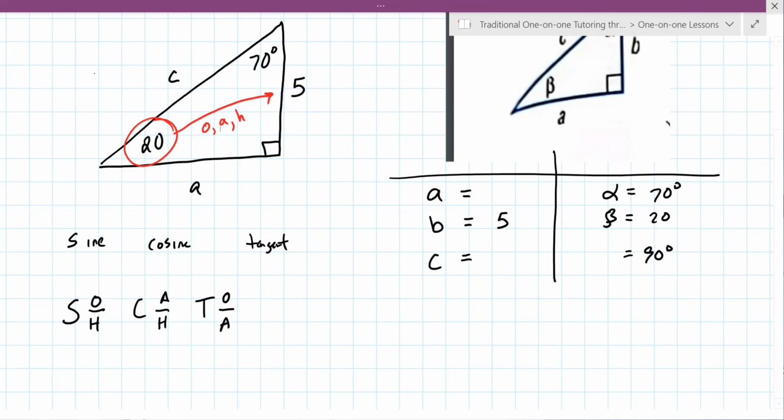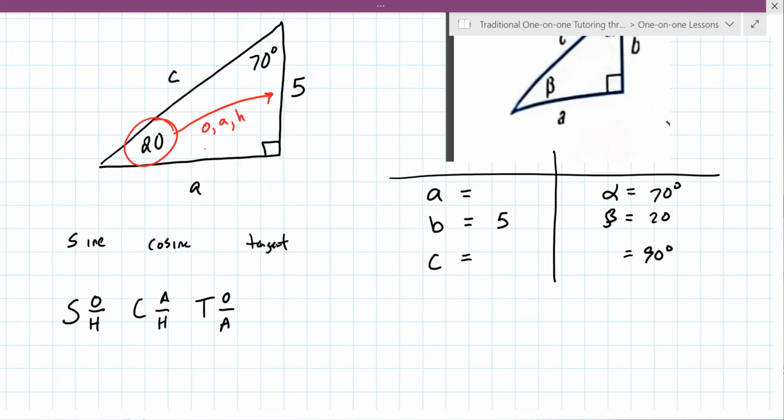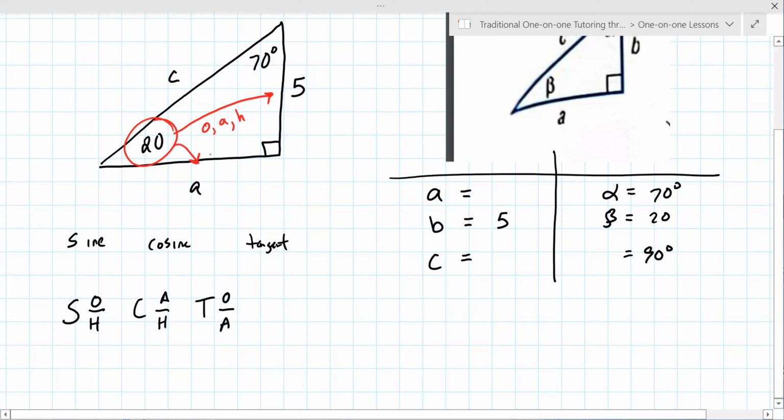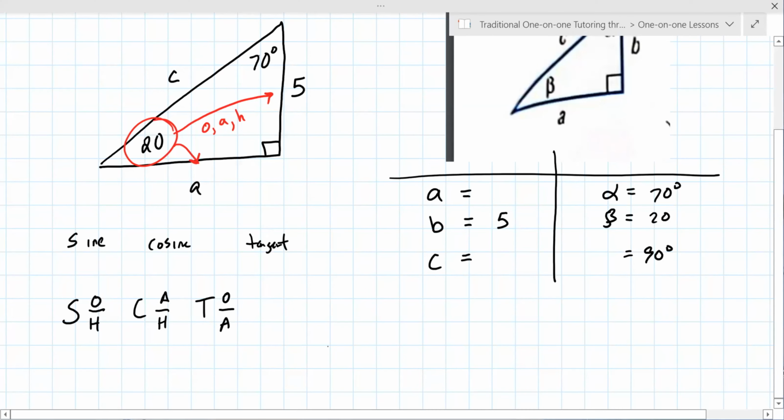Yes. And then you also say, well, what do I want to find? What am I interested in finding today? Well, let's find A. A happens to be adjacent. So which of these three uses the opposite and the adjacent? That would be tangent. Right? Yes. So that's how you decide which of these three to use. I think sometimes students are unclear: which one do I use and why? It's based on what angle you choose and what you either have or you want to have.